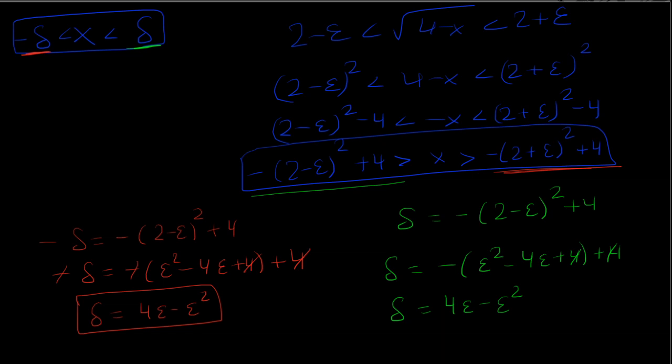So in this case, we have two of the same. So the minimum is just either one of them. So delta has to be 4 epsilon minus epsilon squared.